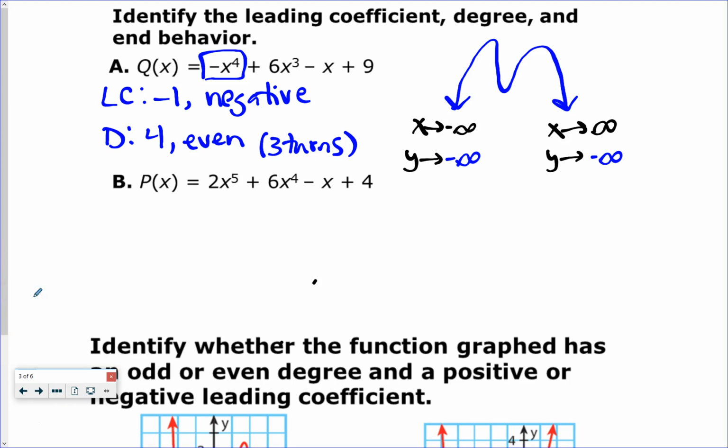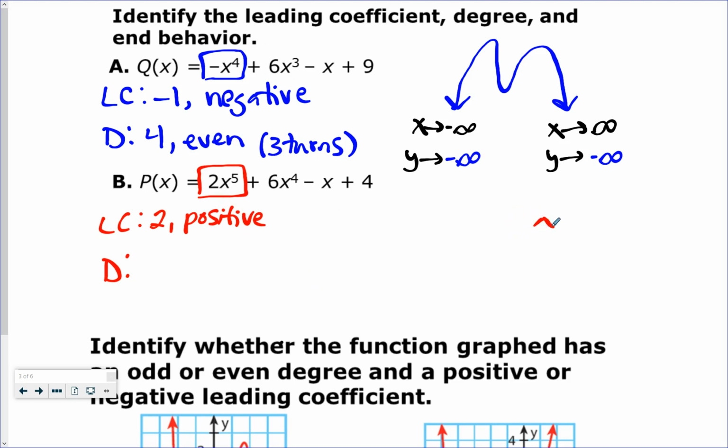2x to the 5th plus 6x squared, to the 4th, minus x plus 4. Standard form, which piece do I care about? Just the 2x to the 5th. My first term will give me my leading coefficient and my degree. What is my leading coefficient? Just a 2, and that is a positive number. So what does that already tell me about my graph? It's going to end going up, in the positive direction.